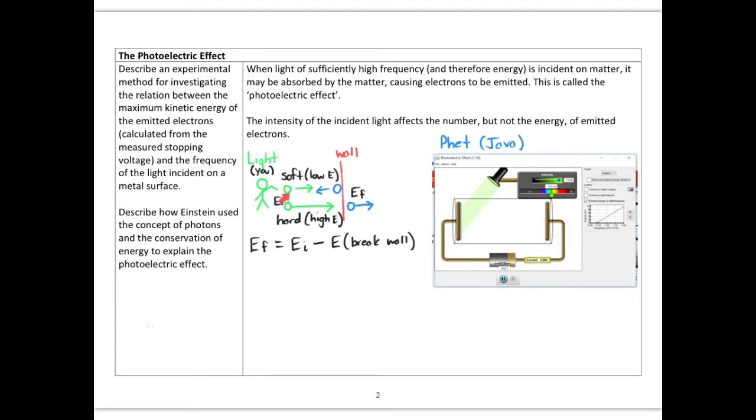Obviously though, if the ball doesn't have enough energy to break through that wall, it's not going to come through that side of the wall. So we can't, if you like, measure the amount of energy the ball has on this side of the wall.